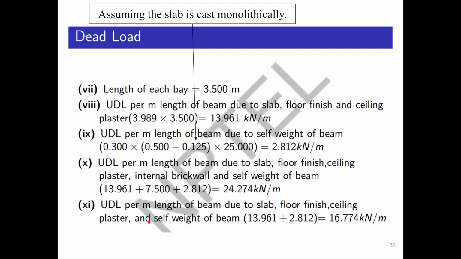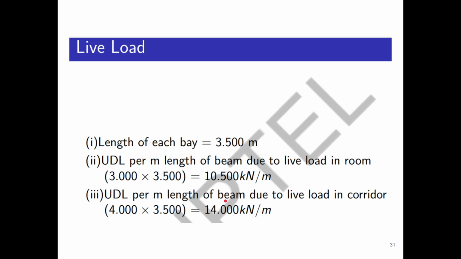Okay, and the UDL per meter length of beam due to slab, floor finish, ceiling plaster and self weight of beam is 13.961 plus 2.812, equal to 16.774 kilonewton per meter. So basically these are the dead loads we have calculated. Okay, now let us calculate the live loads that will be acting.